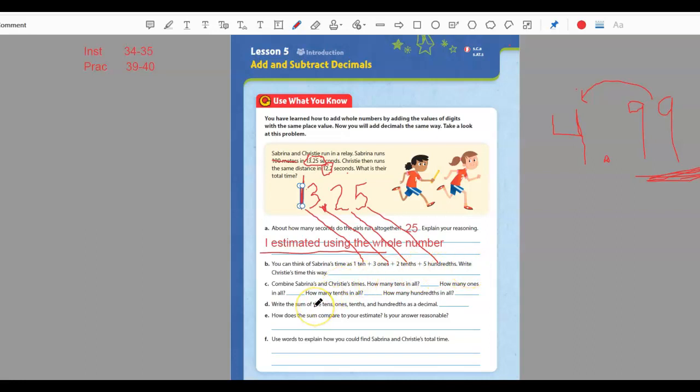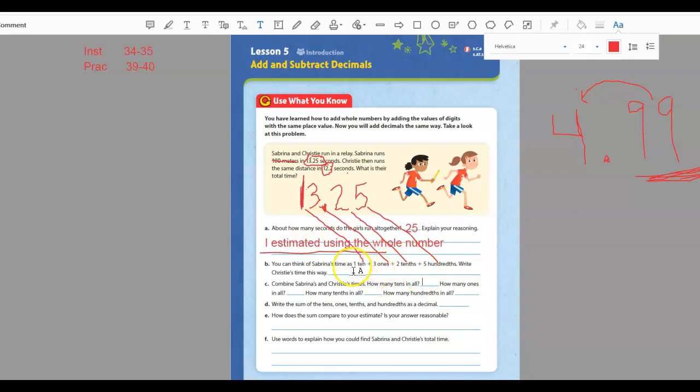You can always pause the video by hitting the space bar so that you have time to write. You don't have to let this keep going and going. That's how you're going to learn. Okay, now we're going to come down to this next section. It says, let's combine Sabrina's and Christy's time. How many tens in all?